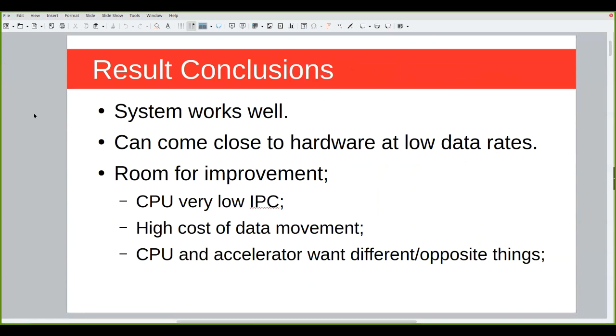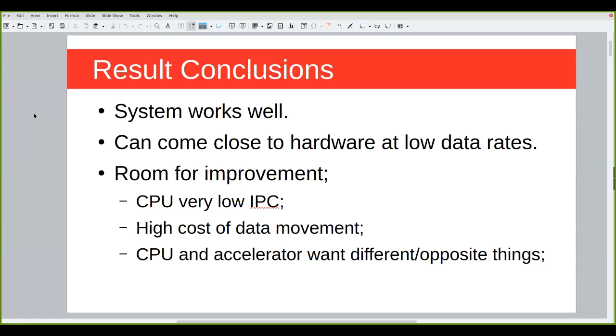We now turn to the conclusion. In conclusion, the system does work well. It proves that this hybrid system can be realized and can be used to build more flexible systems. It can also, in certain cases, get close to 100% of full hardware design. However, as seen in those prior slides, there is room for improvement, which I'm working on at the moment.